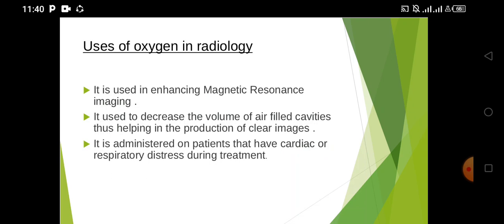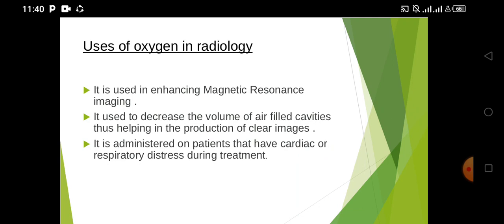Moving on to the uses of oxygen in radiology. It is used in enhancing magnetic resonance imaging. It is used to decrease the volume of air-filled cavities, for example in patients suffering from pneumothorax. This greatly helps in the production of clear images.